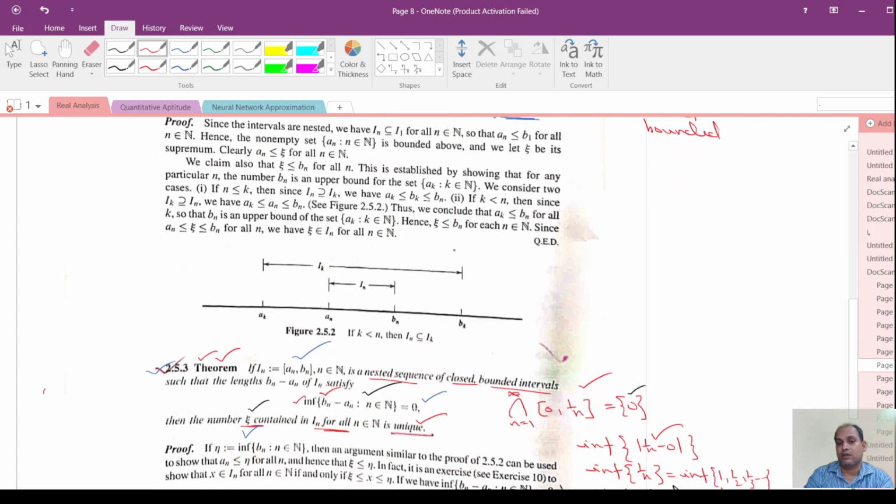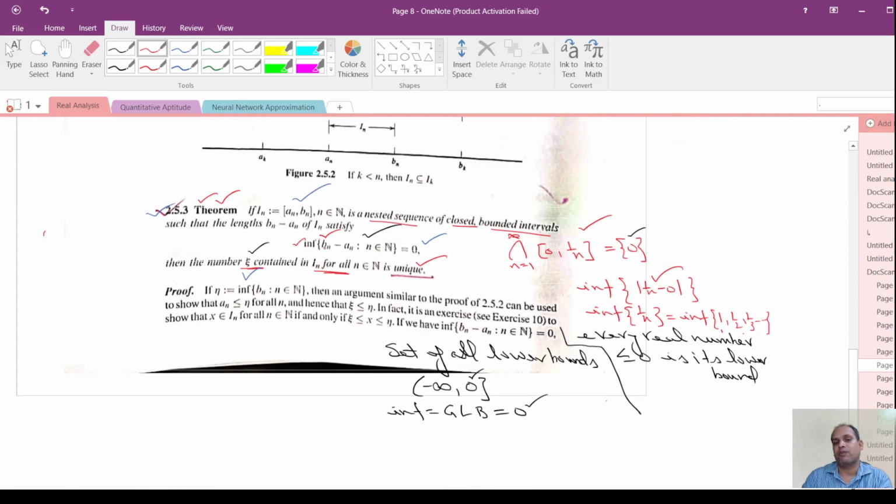And this xi will be unique if the infimum of the lengths of such a nested sequence of closed and bounded intervals is zero, then this xi will be unique. So, this part we have already done.